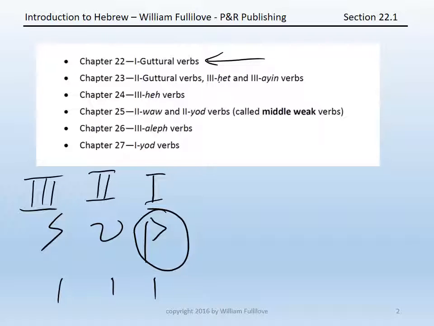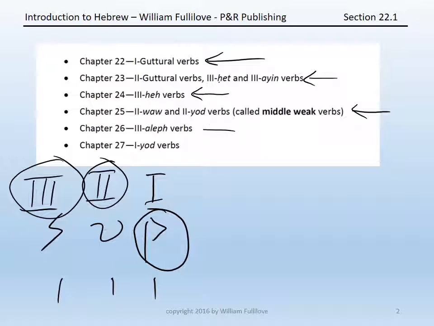In chapter 23, we will look at second guttural verbs, places where the second root letter is a guttural, and cases where the third root letter is either a het or ayin. Chapter 24, we will discuss cases where the third root letter is a he. And in chapter 25, we will discuss cases where the second root letter is a vav or a yod. This is often called middle weak verbs or hollow verbs. In chapter 26, we'll discuss cases where the third root letter is an aleph. And then in chapter 27, we will discuss cases where the first root letter is a yod.